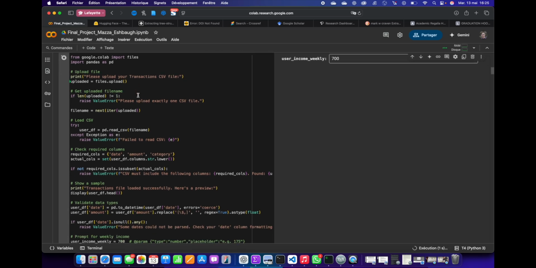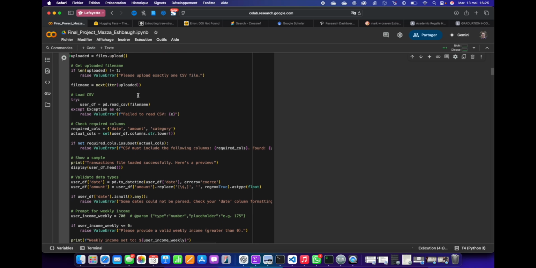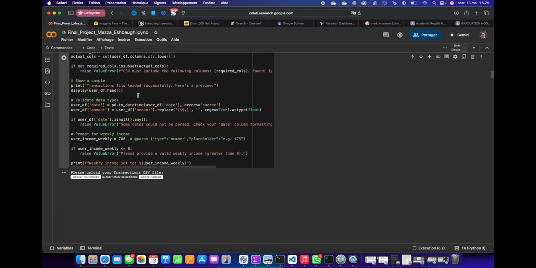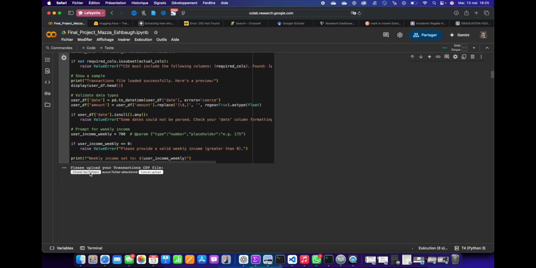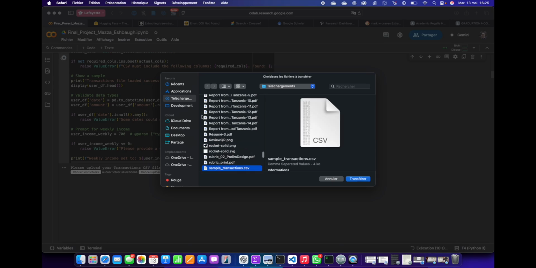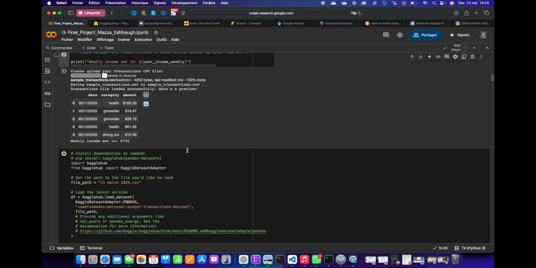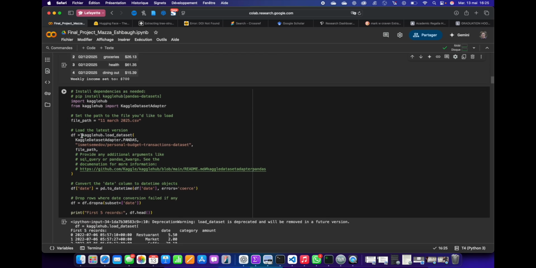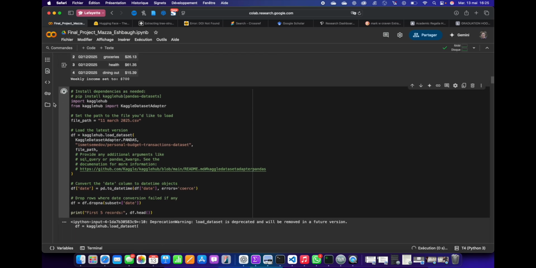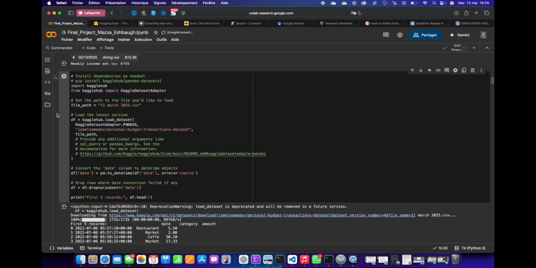This goes through and breaks down the CSV file and asks for the weekly income. We just pull it up, and that's the CSV file that we'll use. Perfect. The next thing we're going to do is, again, install some dependencies that Kaggle will rely on, which is where our initial data set came from.